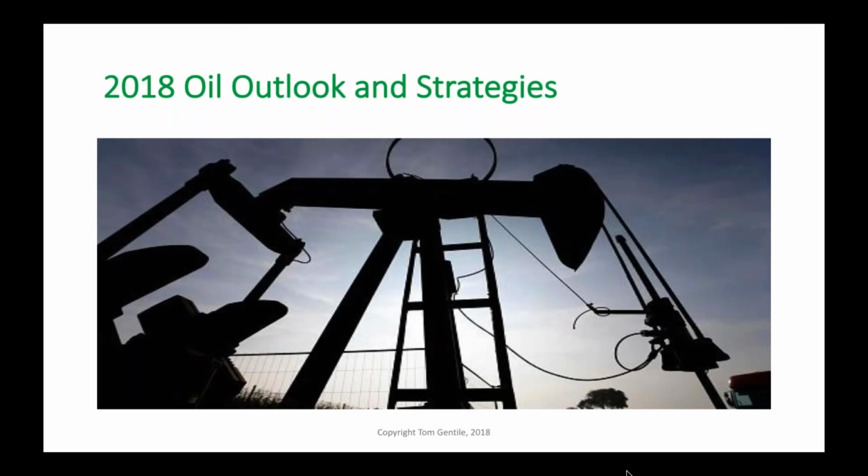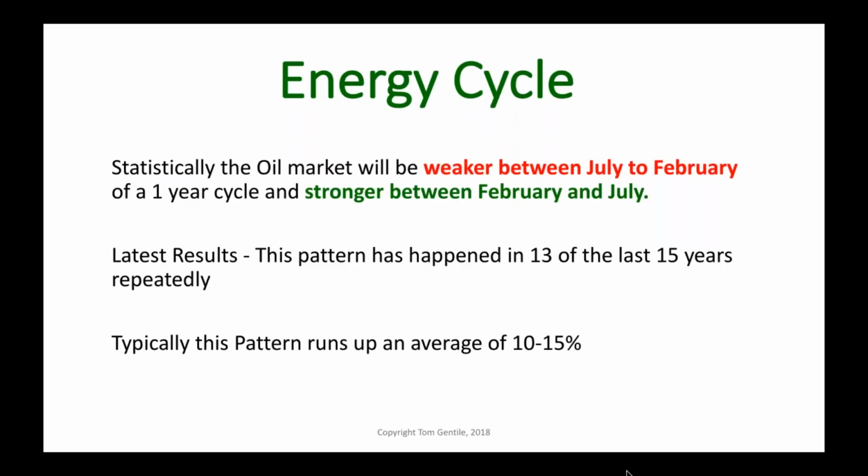So what does the month of February have to do with oil and energies and our outlook? Well, it has a lot to do with it because in February, we get a bullish pattern on oil and energy stocks. We call it the energy cycle. The energy cycle looks like this. If you look at the long-term cycle of oil and energy, statistically, the oil and energy markets will be weaker between July to February. All right, so there's about a 7-month cycle where I'm not going to say that they're always weaker. There's just not a real pattern there.